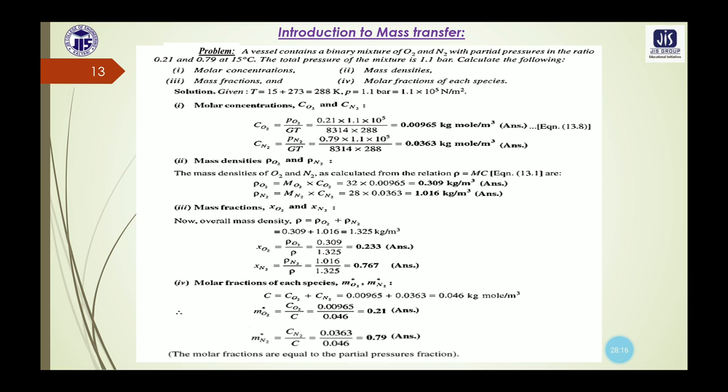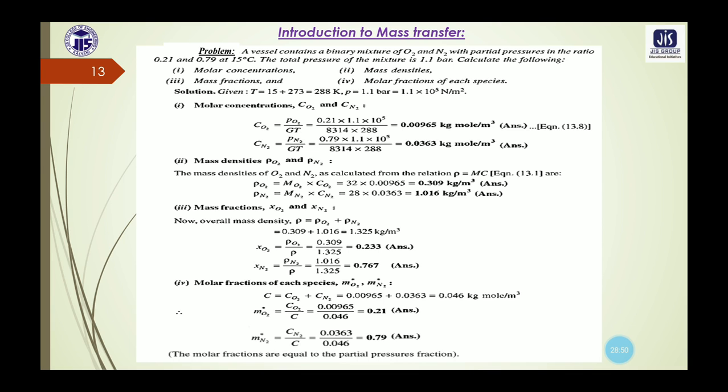Using these values you can calculate the molar concentration of oxygen, which we are getting as 0.00965 kg mole per meter cube. Again, in case of the molar concentration of nitrogen, we can calculate P_N2 by RT. The final value we are getting here, the molar concentration of nitrogen, is 0.0363 kg mole per meter cube. We only need to remember the formula for the molar concentration and partial pressure. Next we need to calculate the mass densities of oxygen and nitrogen.